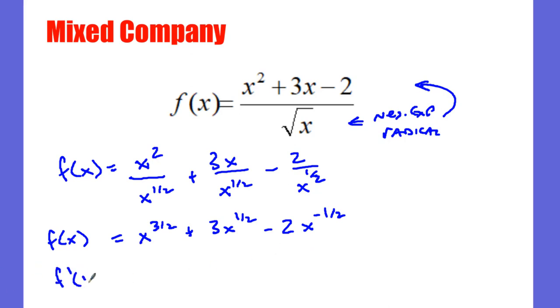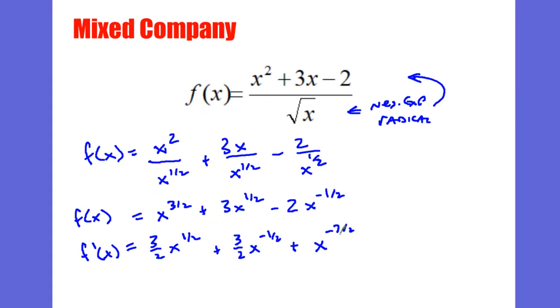Now I can apply my power rule, can I? We're going to multiply out. We get 3/2 x to the 3/2 minus 1, which leaves me with 1/2. Okay, plus 3 times 1/2, that's 3/2, x to the 1/2 minus 1 is negative 1/2. Minus, I'm going to multiply the negative 1/2 over, that leaves me with positive 1/2, x, and negative 1/2 minus 1 is negative 3/2. Okay, now I'm fine if you leave it like that.